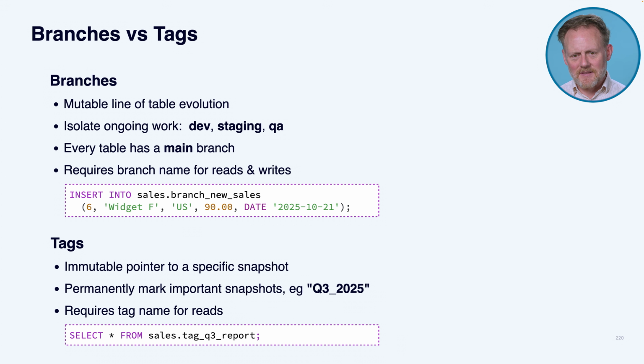Tags are different. They are immutable pointers to specific snapshots. Tag a snapshot, it stays there forever. It's like a bookmark that doesn't move. Doesn't matter what new snapshots you create, the tag just stays there. Use that to mark important snapshots that you don't want to lose, that you want to be able to refer to by a human readable friendly name.